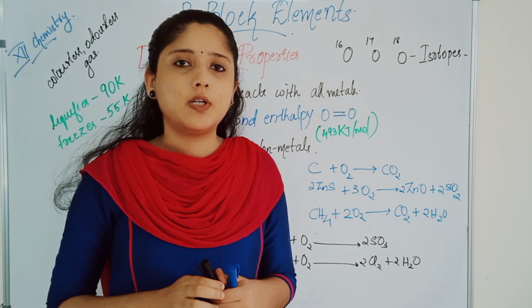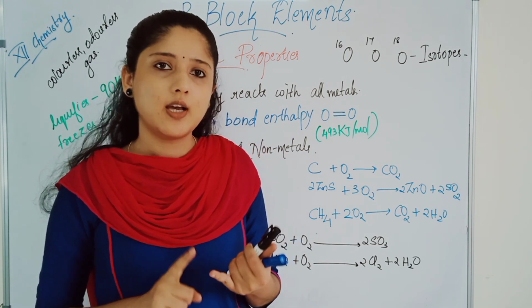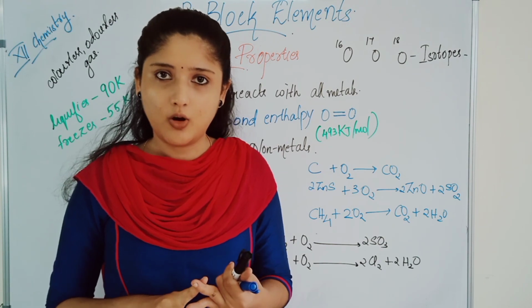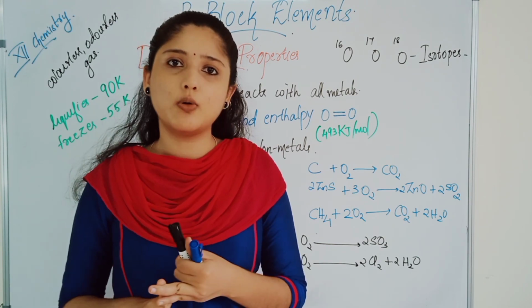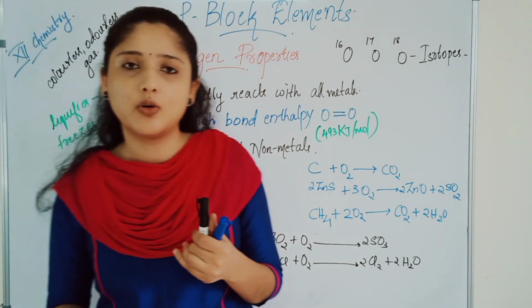Moving on to the properties of dioxygen. Dioxygen physical property is what? It is a colorless and odorless gas. Oxygen, also called molecular oxygen, we will tell. Okay, it is a colorless, odorless gas, dioxygen.